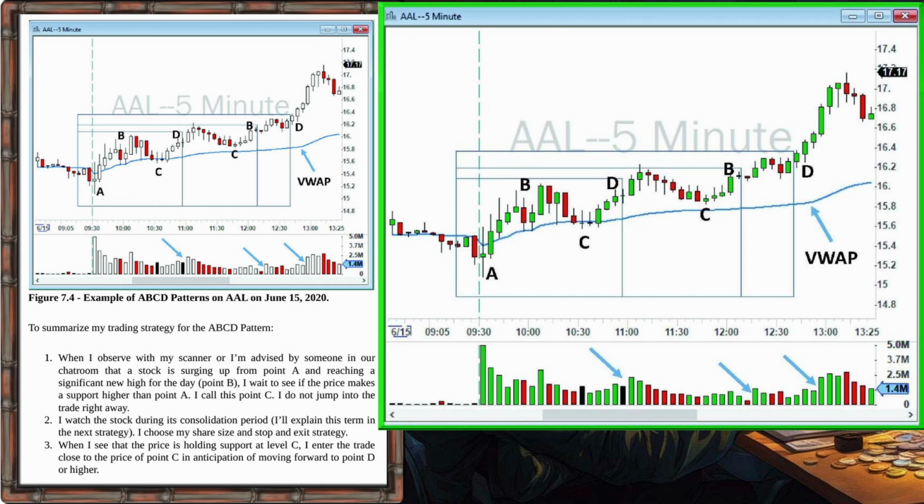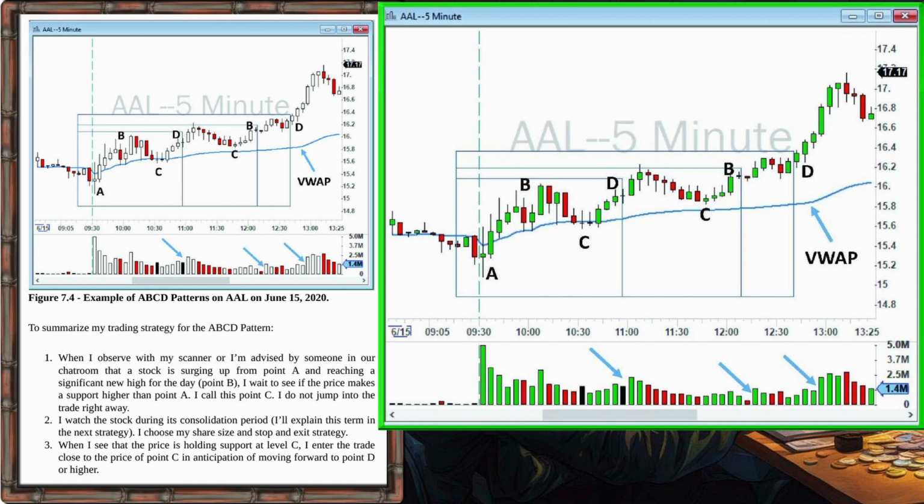To summarize my trading strategy for the ABCD pattern: 1. When I observe with my scanner, or I'm advised by someone in our chat room, that a stock is surging up from point A and reaching a significant new high for the day, point B, I wait to see if the price makes a support higher than point A. I call this point C. I do not jump into the trade right away.